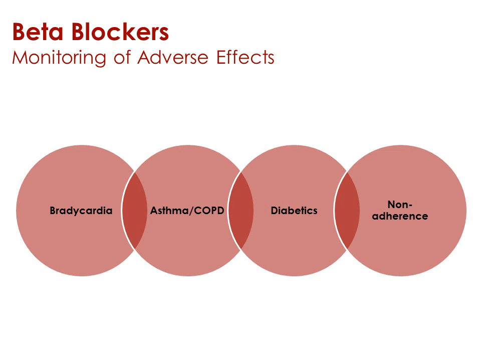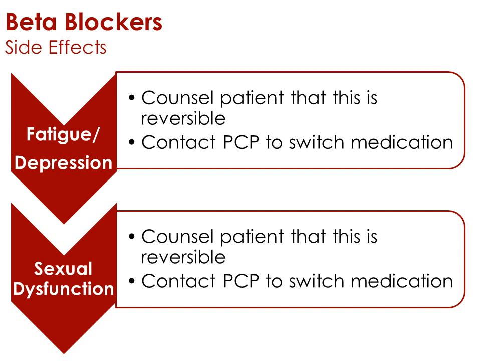This class of medications is more likely to cause rebound hypertension if stopped abruptly, so please counsel your patients on the importance of adherence. Some side effects of beta blockers include fatigue and depression. In many instances, these effects will subside 3 to 4 weeks after starting therapy. If these effects continue after 3 to 4 weeks or are intolerable to the patient, it may be necessary to contact their primary care provider to switch medications. Sexual dysfunction is another side effect that usually won't subside if it occurs, but it is reversible upon discontinuation of the beta blocker.